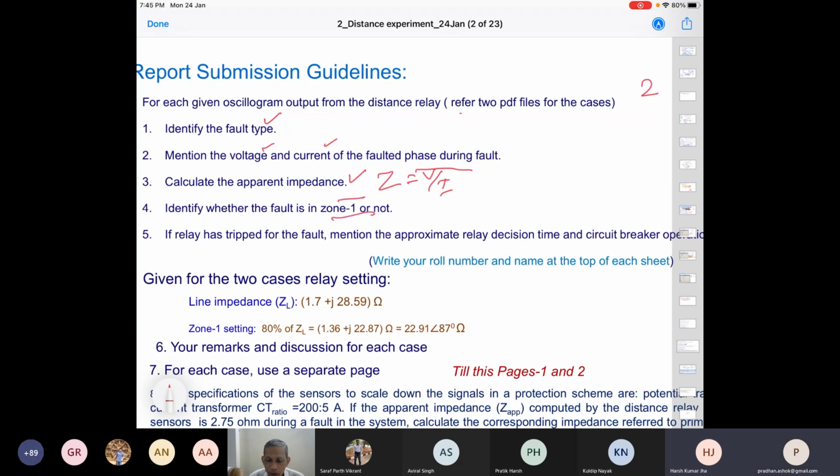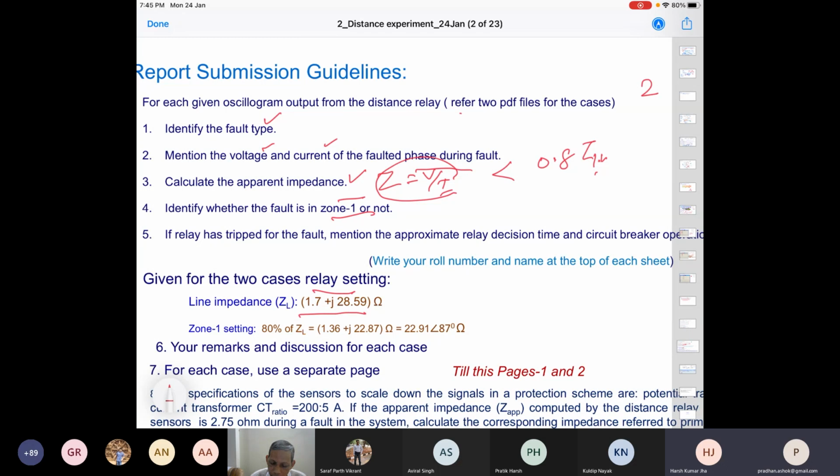Identify whether the corresponding fault is in zone 1 or not. From the oscillogram, you can see the trip signal and whether zone 1 has picked up or not. That will say whether it is a zone 1 fault or not. If the relay has tripped, the zone 1 setting is 0.8 of Z line, same as the data given in this case.